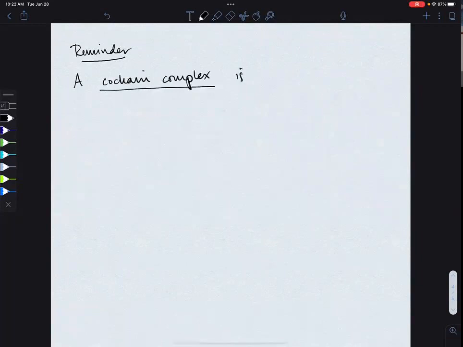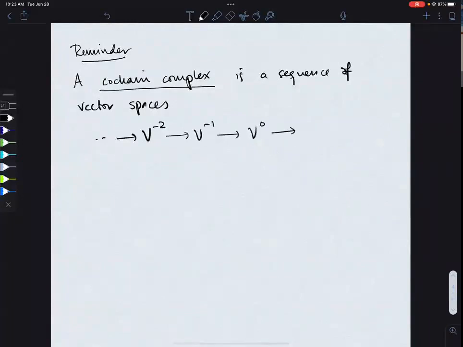And what is that? It's a sequence of vector spaces, or if you're adventurous, maybe some kind of topological vector spaces or abelian groups or whatever. So big V is for vectors. So here's my sequence. There's a vector space called V minus 1 or minus 2. It's labeled V minus 1. So it's, if you want, a graded vector space.